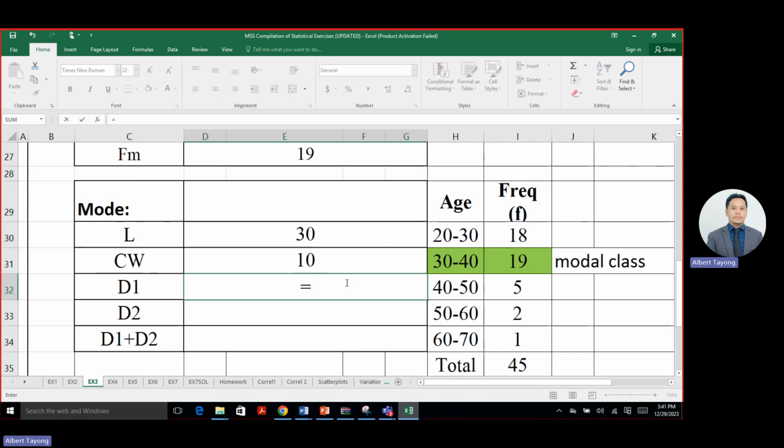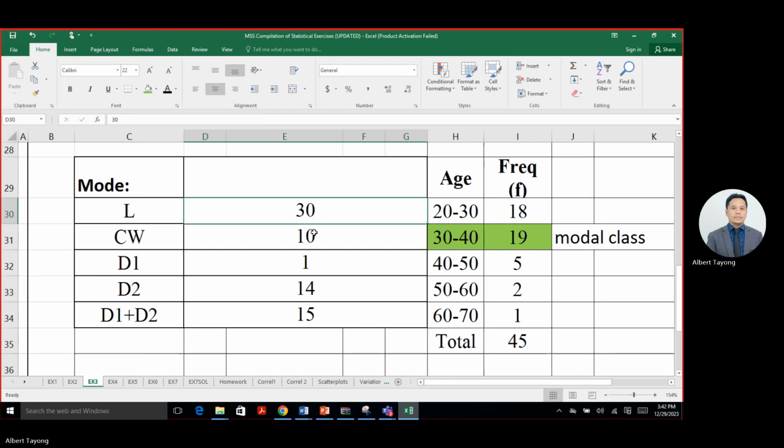D1 equals the highest minus above. Above 19, that is 18. So 1, and then D2 equals 19 minus below. Below 19 is 5, or you can write 5. And D1 plus D2 is 1 plus 14.